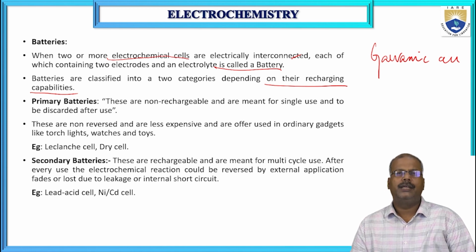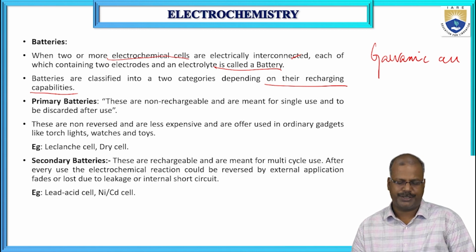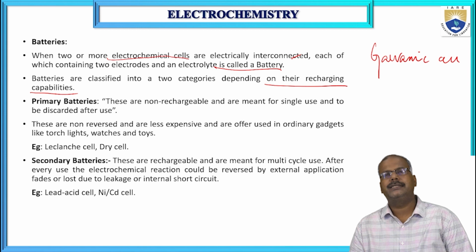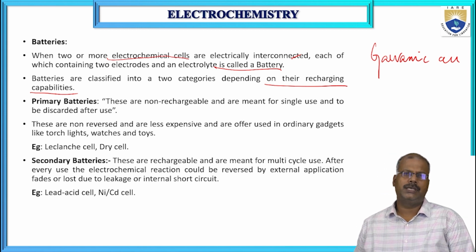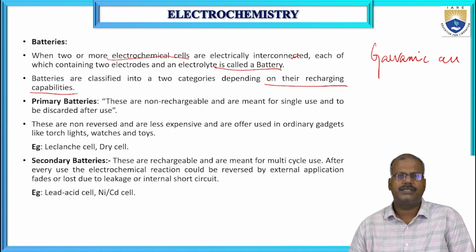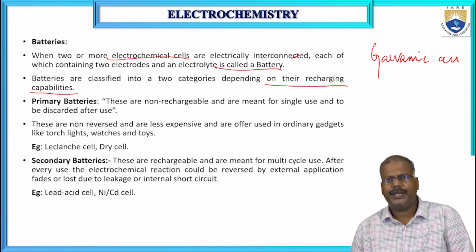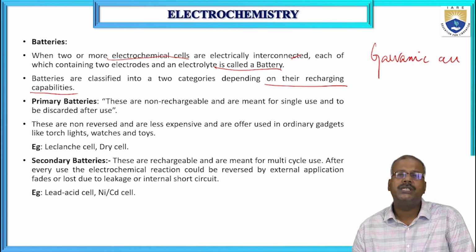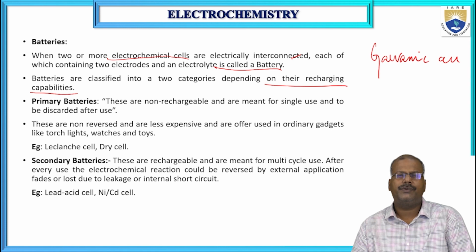Once the power is vanished, we have to throw it. We cannot recharge it. Whereas the secondary batteries, which we use for cell phones and in several camcorders and cameras, we can recharge. Once we use the battery, we can put it in the charger and recharge it. And again you can use it for 3-4 hours and again we can recharge it.